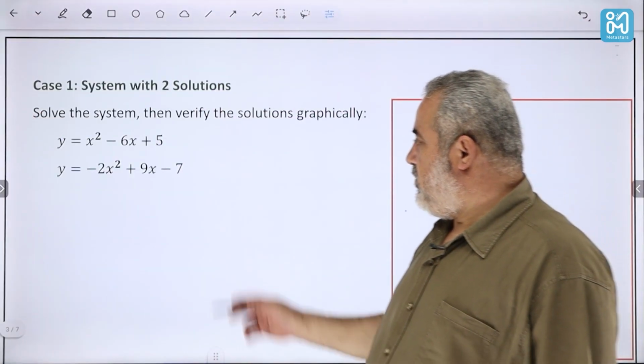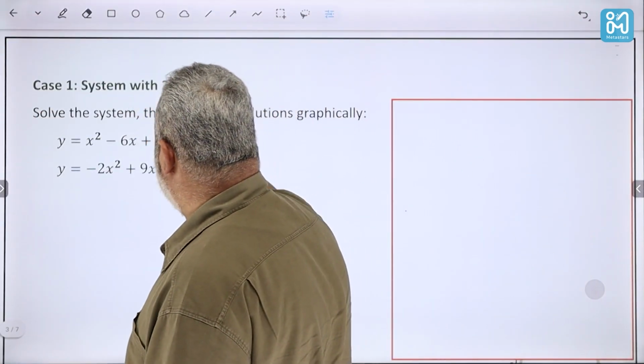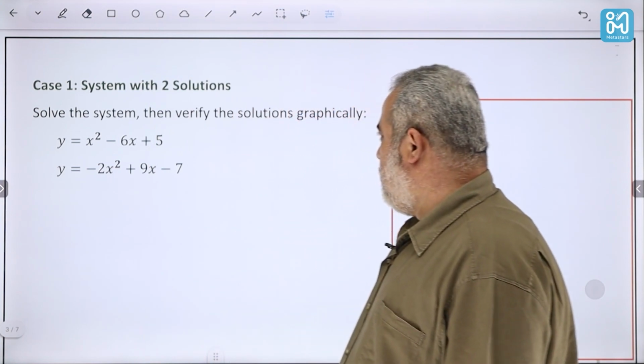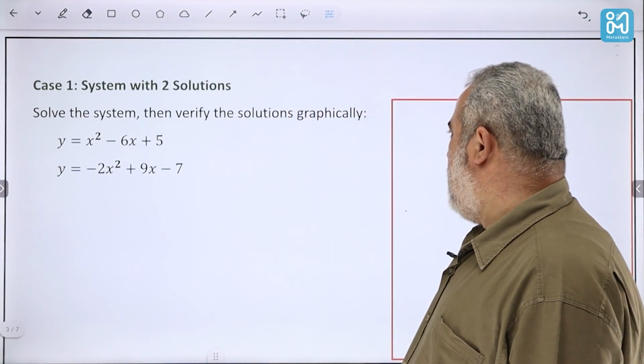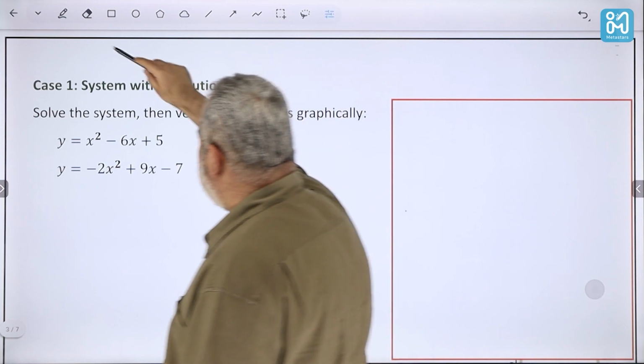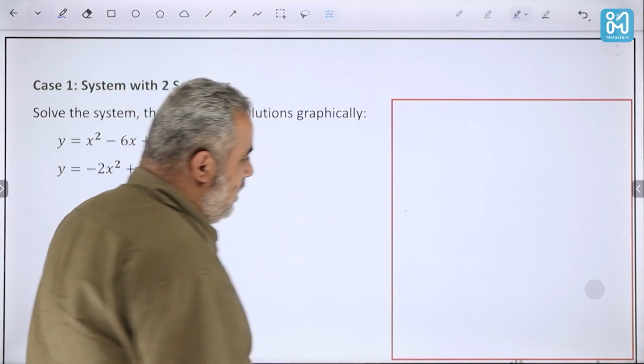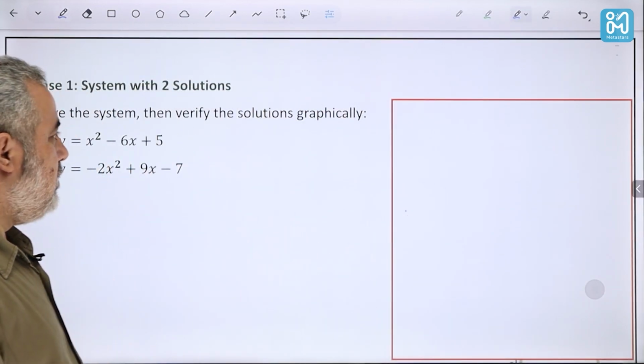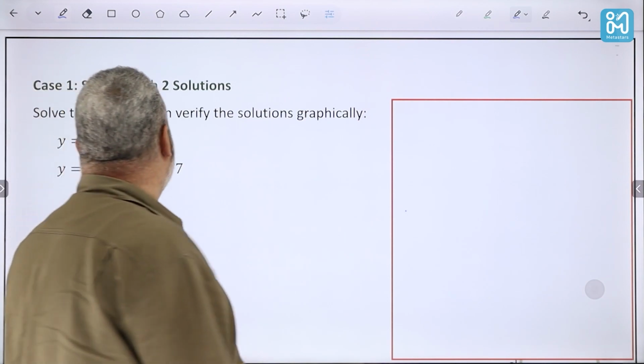Now, let's discuss the first case, a system with two solutions. Solve the system, then verify the solution graphically. Here we have the graph. I have it so that we can find the solution first, then compare them together.